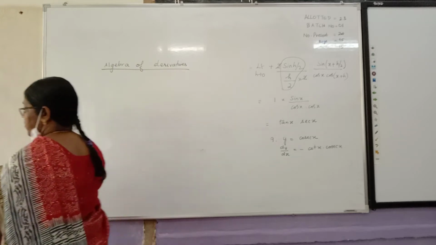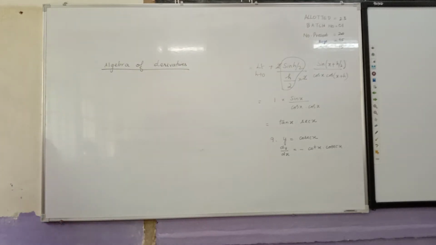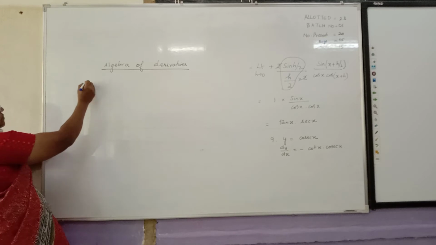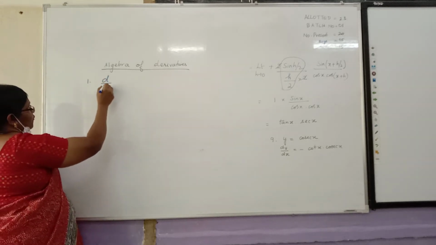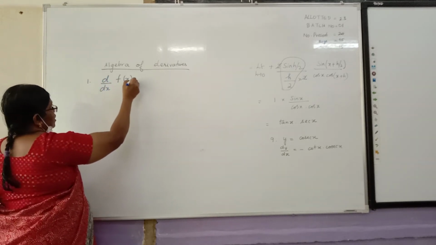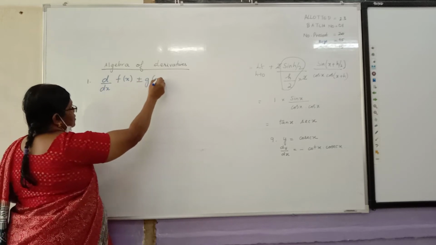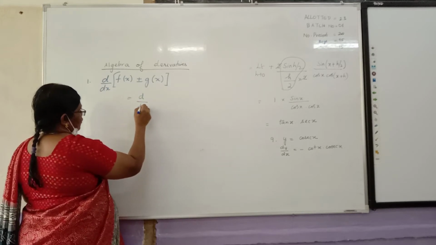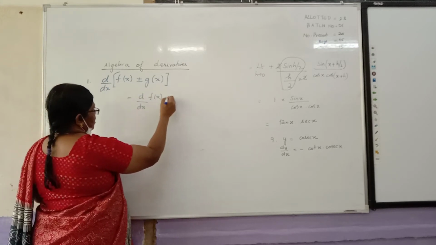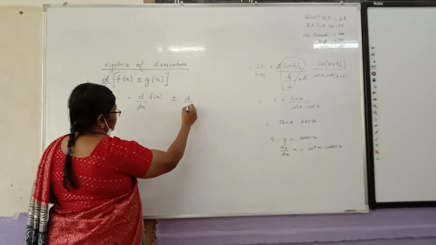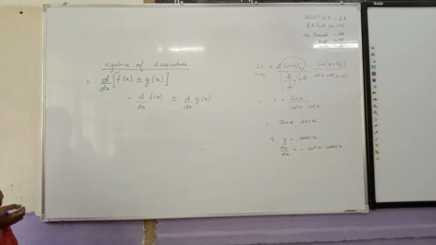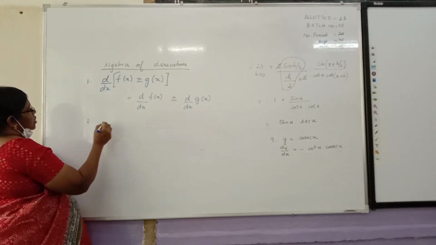So see the question. If they are straight away asking to differentiate, go by this differentiation. If they ask you first principle, then you have to use that. Okay. Number 1: d by dx of f of x plus or minus g of x will be, I can separate the thing, d by dx of f of x plus or minus d by dx of g of x. Separately again differentiate.